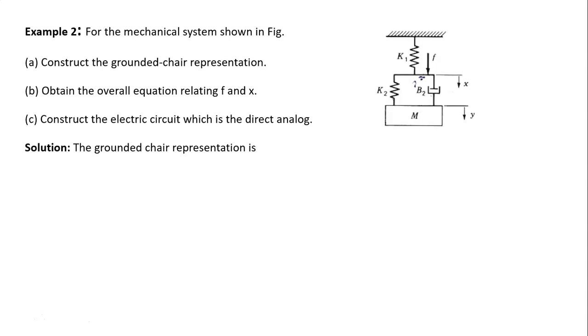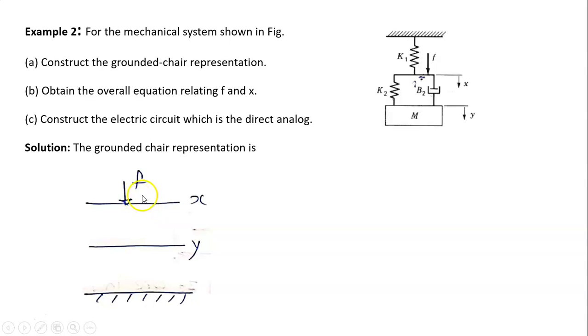Draw the coordinates. How many coordinates are there in the figure? In this figure, x, y and ground. 3 coordinates are there. Therefore, we have to draw 3 lines and indicate the force F at the x coordinate. This is the first step. Draw the first horizontal line, indicate the x coordinate. Draw the second horizontal line, indicate the y coordinate. Draw the third horizontal line, indicate it as ground, and show force F at the x coordinate, because in the original diagram force F is at coordinate x.